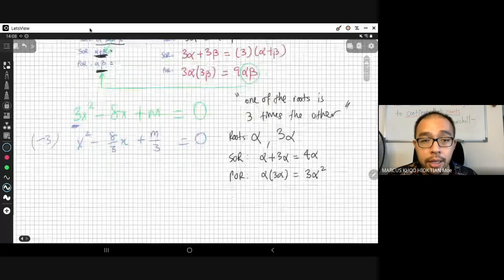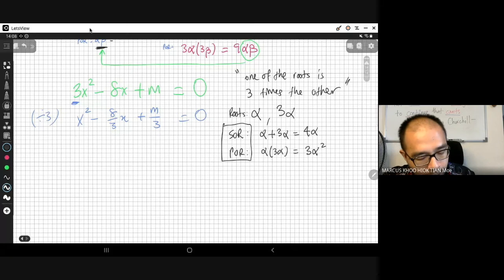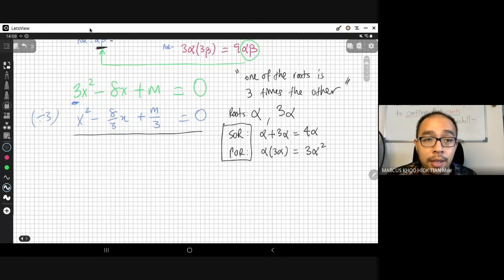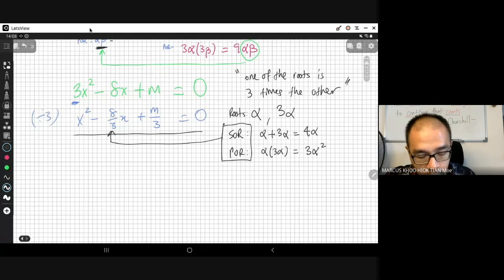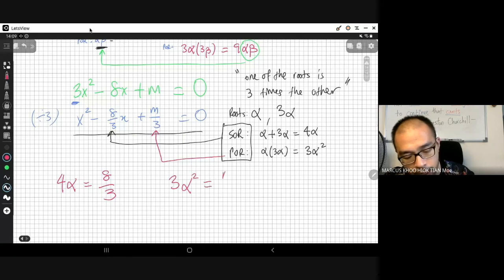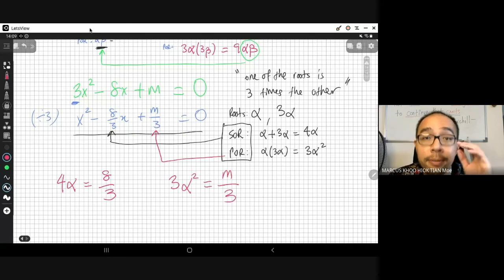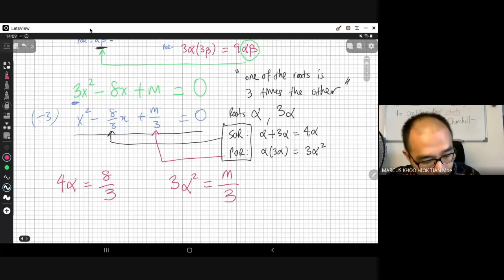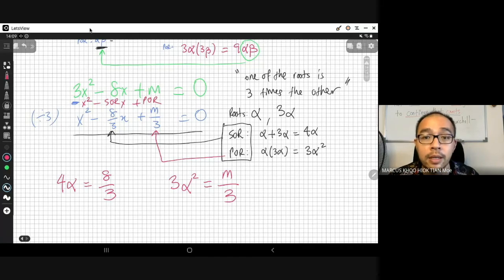Let's compare our sum of roots and product of roots to our template. We know that this is the sum of the roots and this is the product of roots. So I can say that 4 alpha equals 8 over 3, and 3 alpha squared equals m over 3. Because of our template, x squared minus SOR x plus POR. We are taking information from both sides and making it the same, so that we can answer this question.